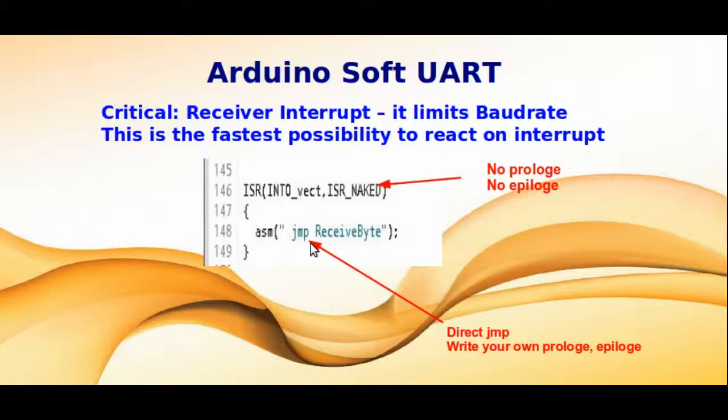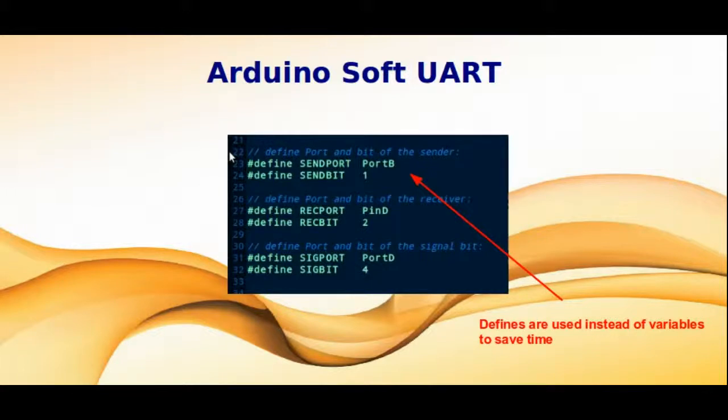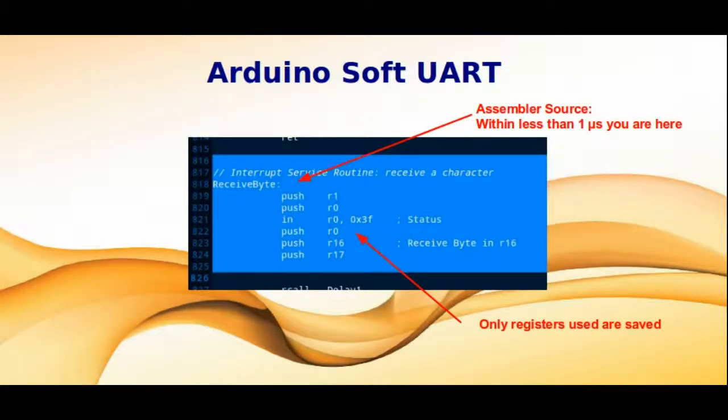Now let's look at the assembler source. The ports and bits are defined with a define statement and not saved in a variable, because this is much faster. Okay, I have a send port and a send bit, that is port B, and send bit is bit 1, and I have a receive port, that is pin D with the receive bit 2. And I have a signal port and a signal bit. At the signal bit I produce very small peaks to see at the scope where at the time slice of a bit I just collect the data.